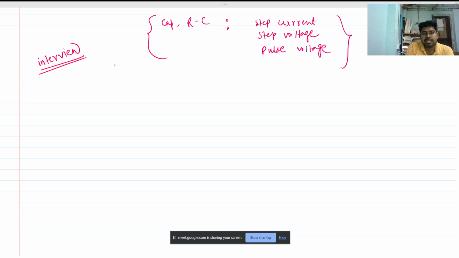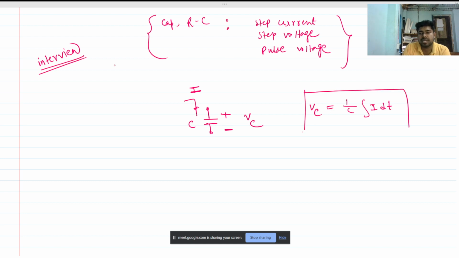So we know that a capacitor looks like this, this is the symbol. If this is the positive terminal of the capacitor and this is the negative terminal, and the capacitance value is C farad, then the voltage across these two terminals will be VC. What will be the VC equation? If a current I is flowing through this path, it may or may not be constant. So VC is nothing but 1 by C integration of I dt. This is the voltage equation across a capacitor.